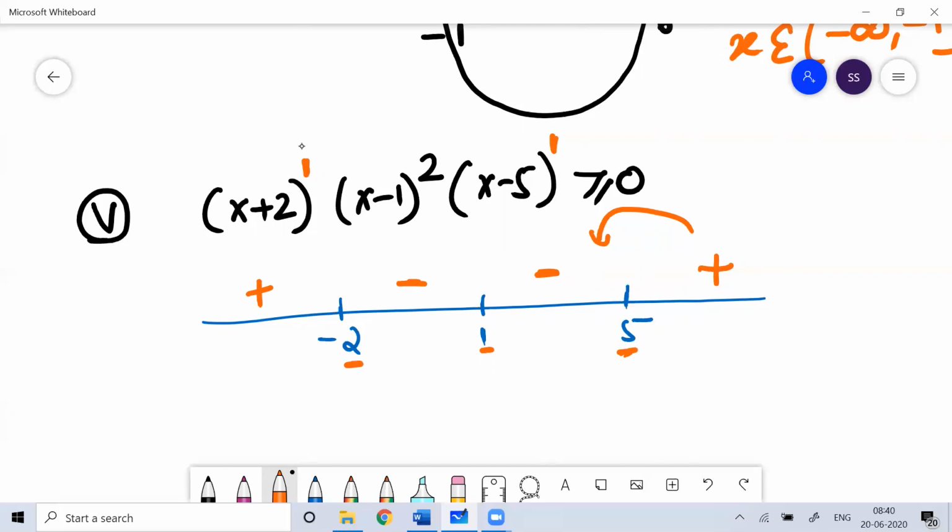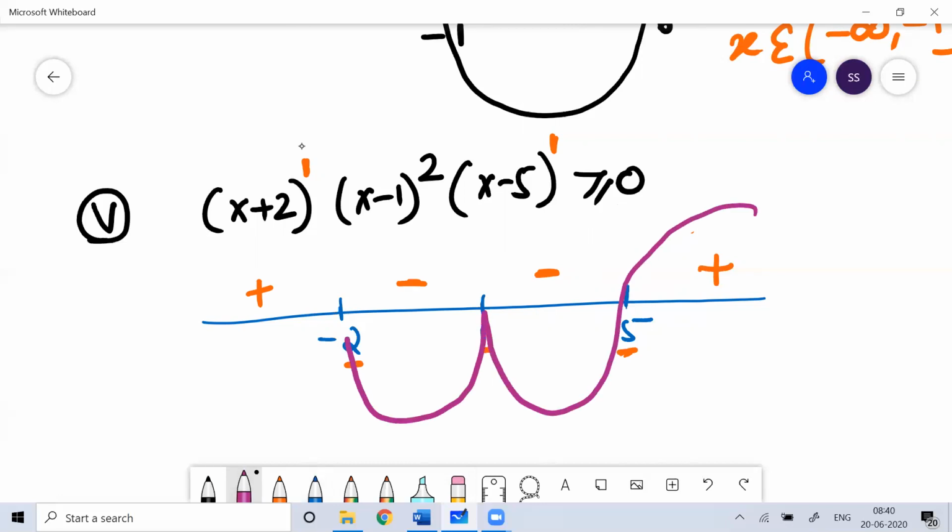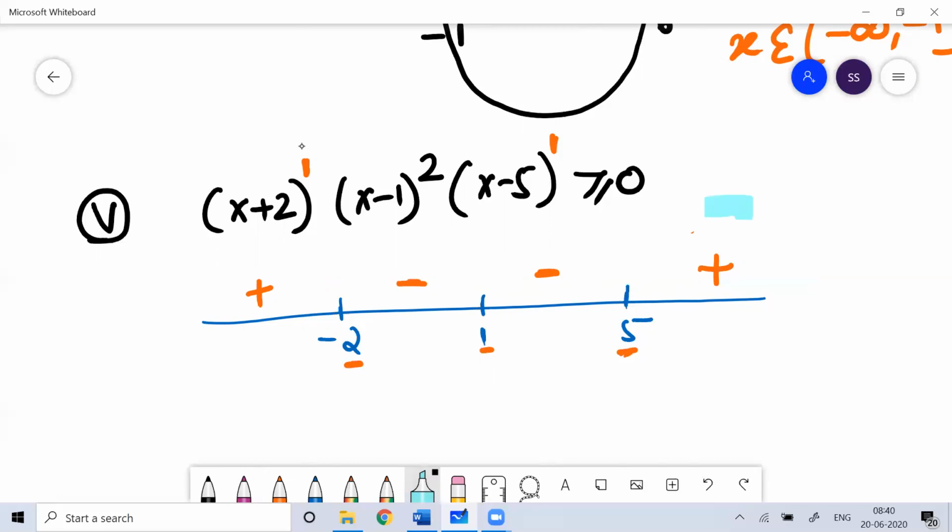So now, if you draw the wavy curve, it would be like this. Now this wavy curve, the value is not visible, so I need some light color. This would be better.